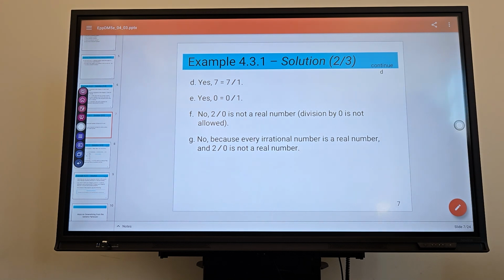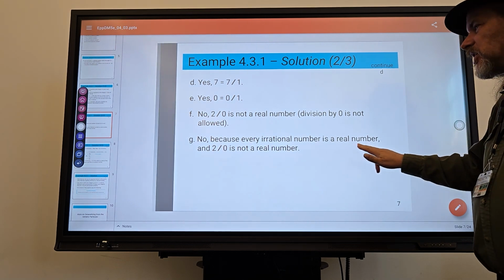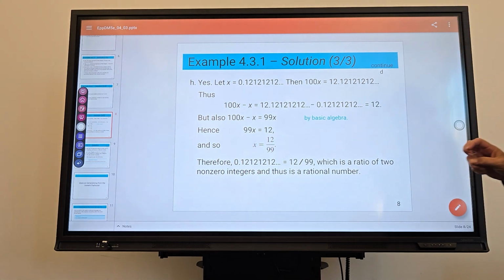No, 2 over 0 is not an irrational number, because an irrational number has to be a real number, and 2 over 0 is not a real number. Forgot about that. It's infinity. It's not an actual number. As the denominator approaches 0, the value approaches infinity. Oh yeah. Let's see here. Yes.